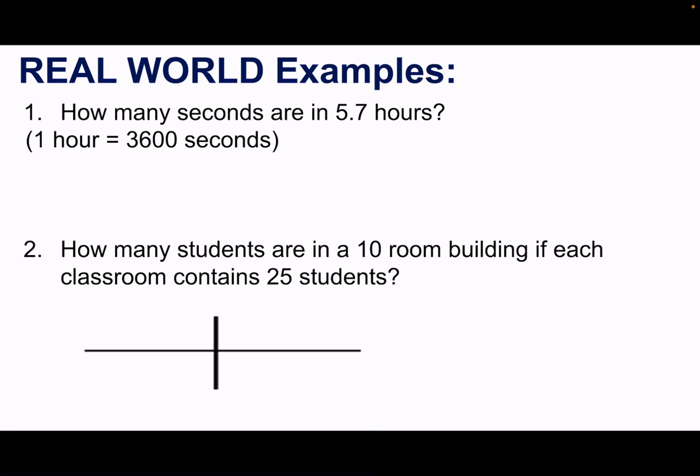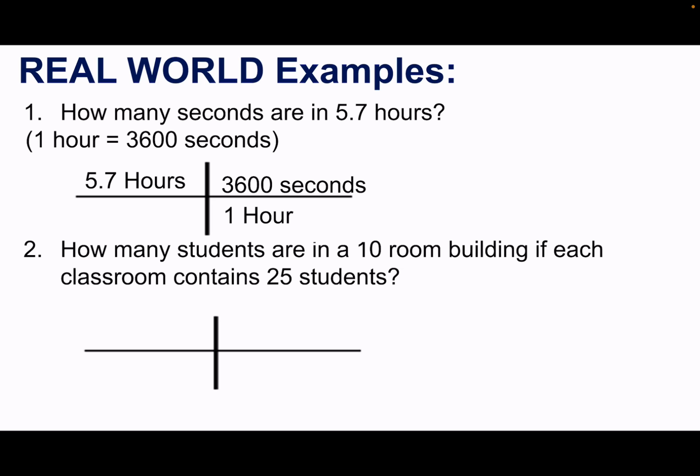Okay, let's get a little more complex. Feel free to pause if you want to try these on your own at first and then see how we work them. How many seconds are in 5.7 hours? 1 hour equals 3,600 seconds. We gave you a shortcut here, so you didn't have to do multiple steps. 5.7 hours top left, down and to the right, we're going to put our 1 hour, and on the top, 3,600 seconds. Multiply 5.7 by 3,600, we get 20,520 seconds.